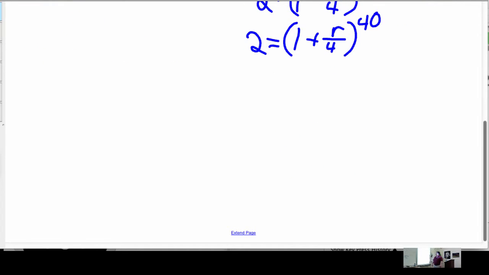So now algebraically, I've got to get this R by itself, which means I've got to do something with that 40. Okay? I can't distribute the 40 through everything in the parentheses, and I can't raise 1 plus R over 4 to the 40 times and then factor out all the R's. That would not be helpful.